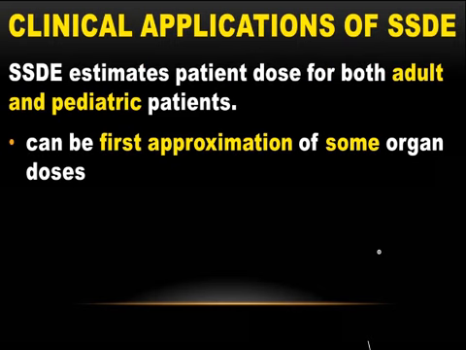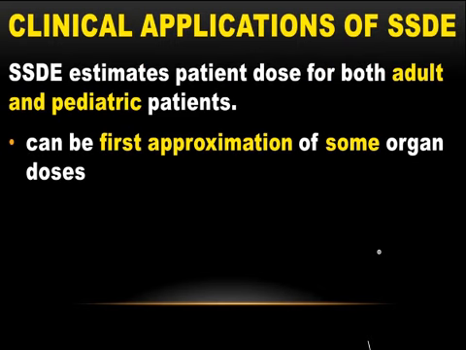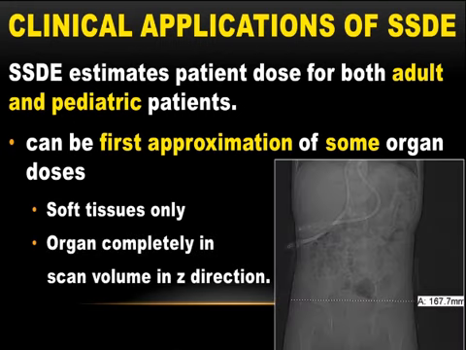Okay, and finally, SSDE can be used to do some first approximation of some organ doses. Now, please note, I said first approximation, rough. That means rough and not very precise. Certainly we can use it for soft tissues only, and the organ's got to be completely in the scan volume. I'm never going to be able to estimate the organ dose to the bone marrow of the patient from a CT scan, because I'm never going to do a whole body CT scan.